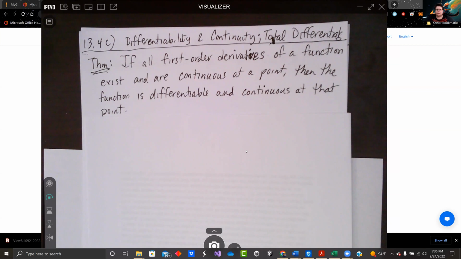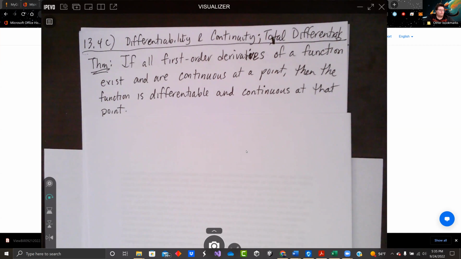We are in 13.4 in Anton's 11th edition for Calculus 3. We are looking at the differentiability and continuity of multivariable functions. We'll also take a look at total differentials we talked about in the last video.